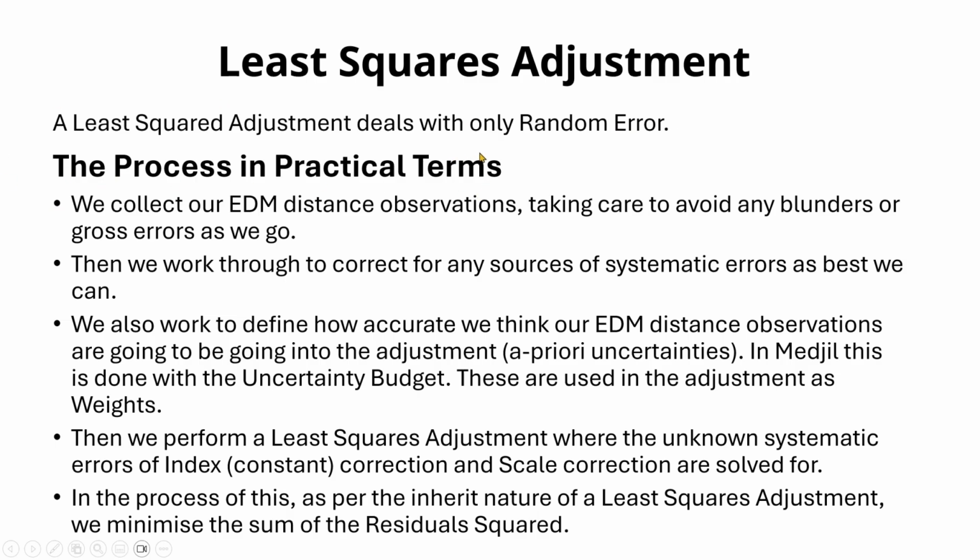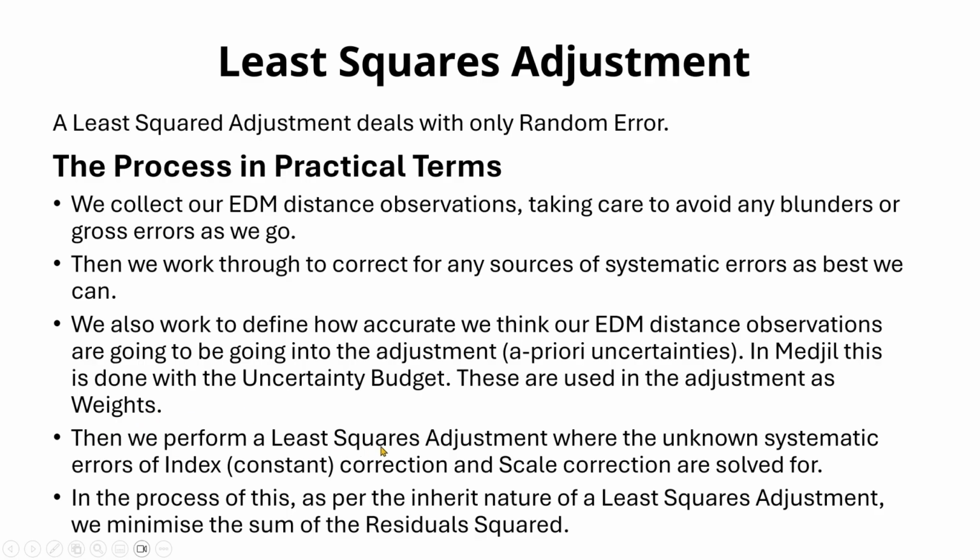So what's the process in practical terms? We collect our EDM distance observations, taking care to avoid any blunders or gross errors as we go. Then we work through to correct for any sources of systematic error as best we can. We also work to define how accurate we think our EDM distance observations are going to be going into the adjustment, and we call this the a priori uncertainties. In Medjil, this is done with the uncertainty budget. These are used in the adjustments as weights. I'll expand more on this later.